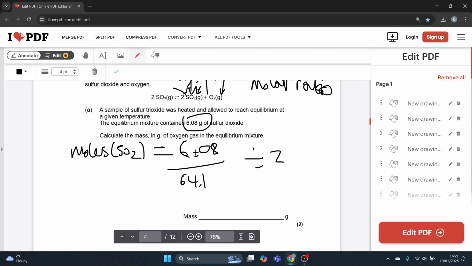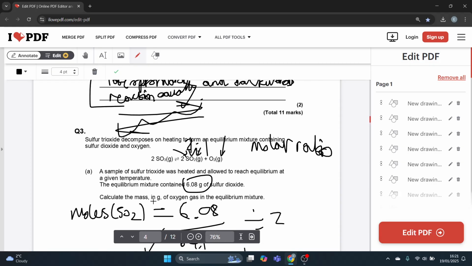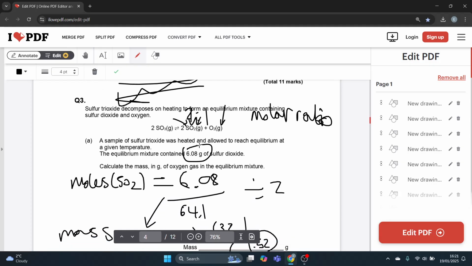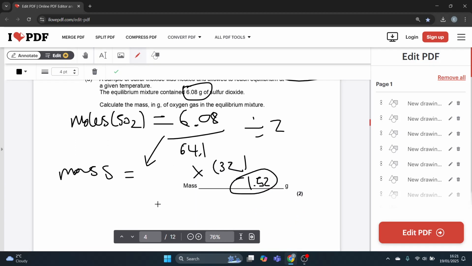Moles is mass over Mr. The mass is going to be the moles of oxygen times its Mr, which is just 32. Times by 32, and I should get 1.52 grams. This is very tricky because I'd be like, surely I just divide 6.0 by 2, which gives 3.04 of oxygen gas? But remember, this is the molar ratio, so first I need to work out the moles, and then I can do that.